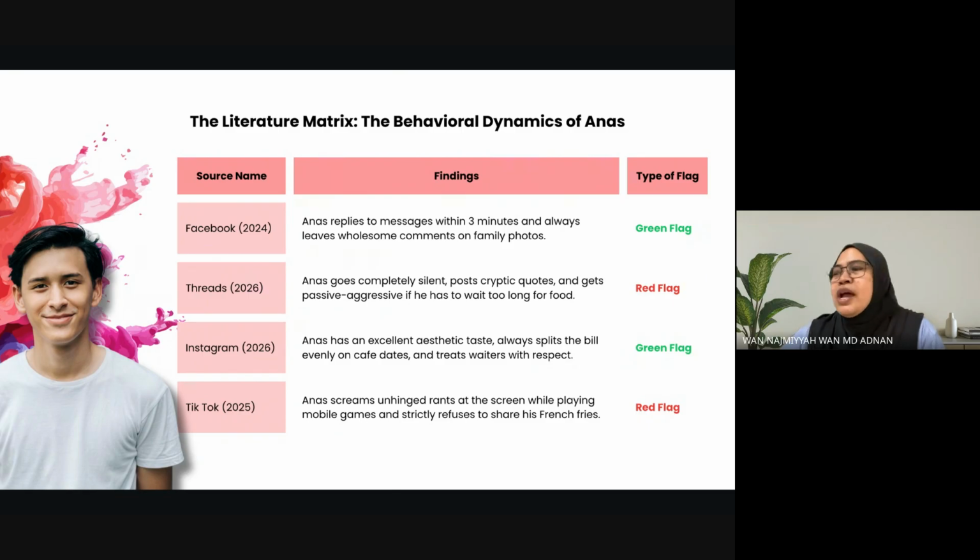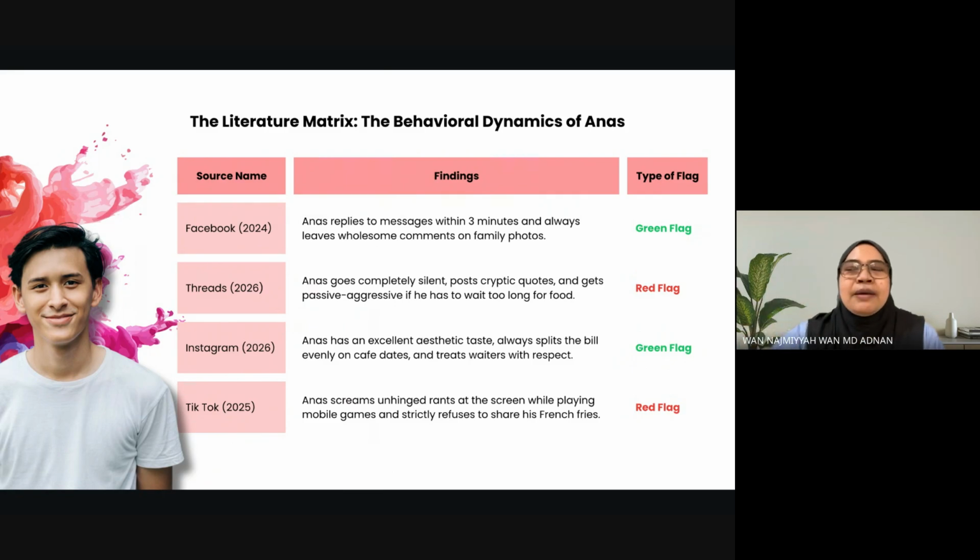Okay, so let's see what you have found about Anas on Facebook. You are saying that Anas replies to messages within 3 minutes. That is the idea that you get from Facebook. You're saying that Anas replies to messages within 3 minutes and always leaves wholesome comments on family photos. Oh, that is a green flag, right? Do you think it's a green flag? I think it's a green flag. Okay, for example, let's take it as a green flag. Green flag means positive, yeah? Usually the type of flags here represents either something positive or something negative.